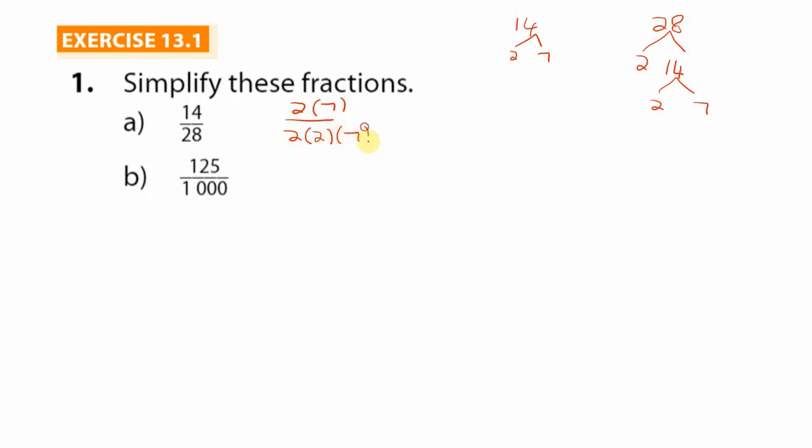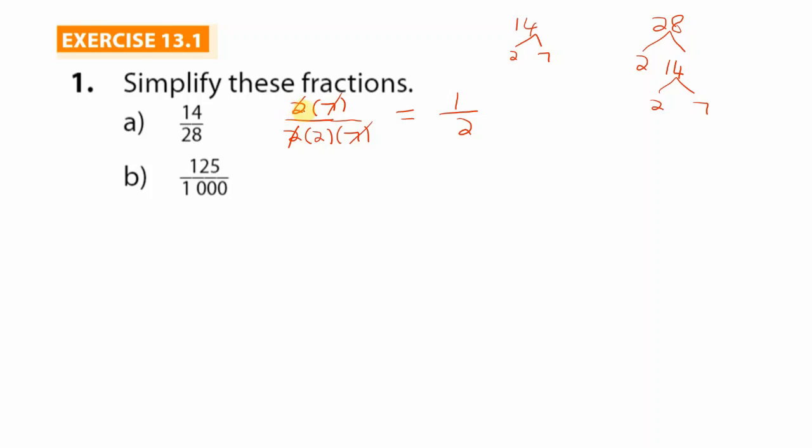2 times 2 is 4 times 7 gives 28. And now we are allowed to cancel. If we multiply and divide, we are allowed to cancel. So this 2 and this 2 cancel. This 7 and this 7 cancel. So what remains is an invisible 1 over 2.